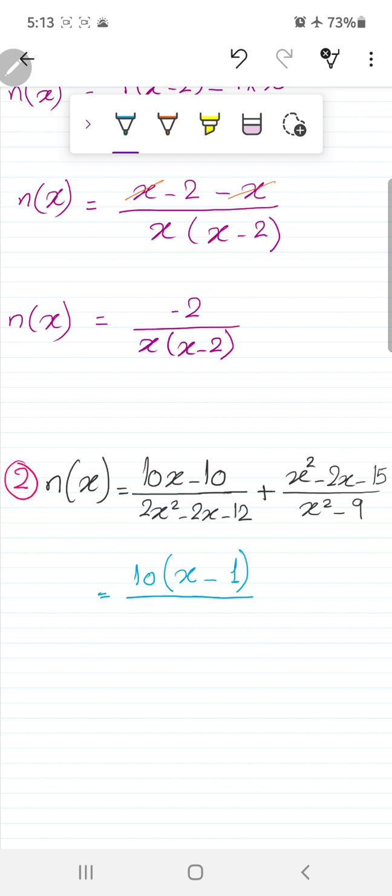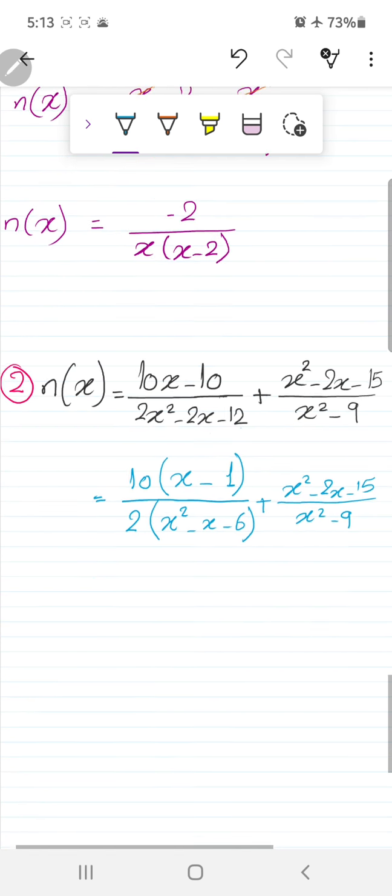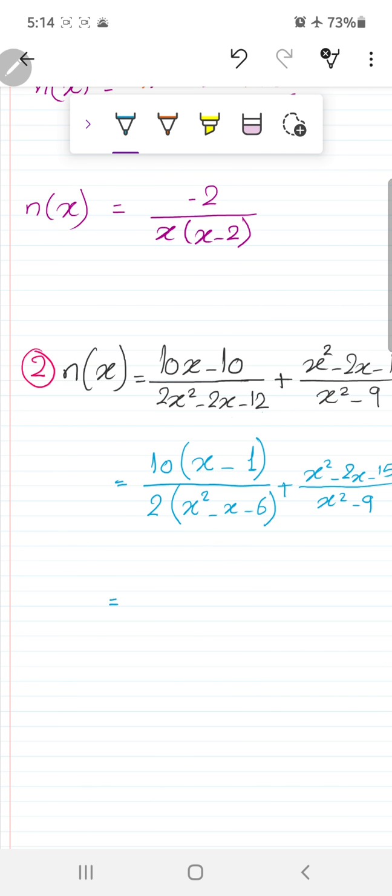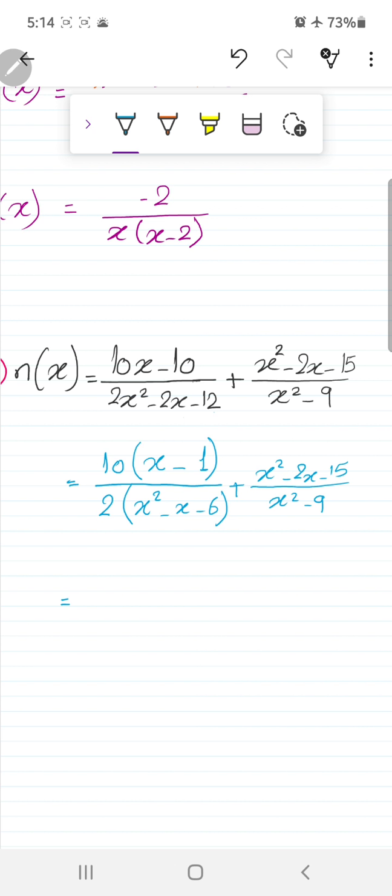Over 2x² minus 2x minus 12. Here we also have 2 as a common factor. It will be x² minus x minus 6, plus. Here write the second as it is. And factorize. Equals, write 10 times (x minus 1).